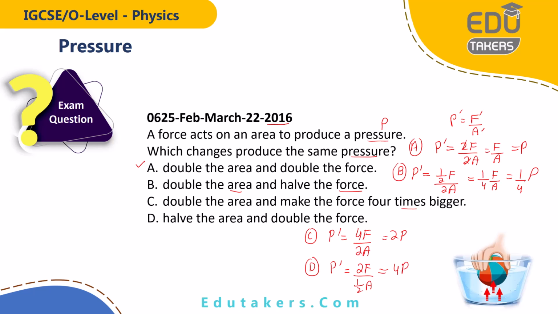But here we have to tell for which one of the following cases the pressure remains the same. The previous pressure is P, and it's A for which the pressure is P. It means that option A is correct. Let's see the answer and explanation for that.